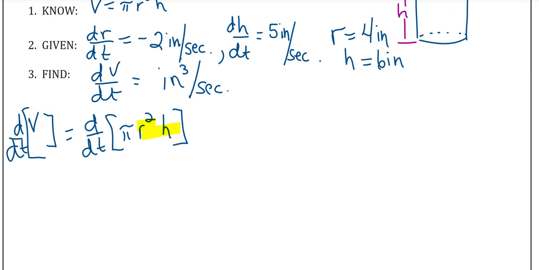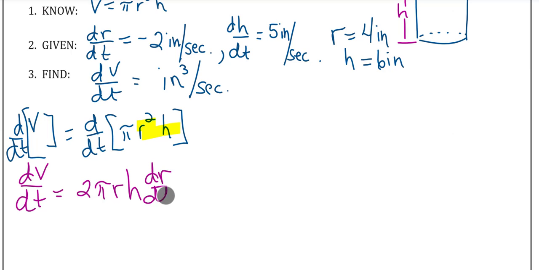So what we're going to have is dV/dt equals, and I'm just going to leave the pi, I could pull the pi out, but I'll leave it there. I'm going to take 2 pi r h times dr/dt. That's for taking the derivative of r with respect to t. And then plus, I'm going to keep my pi r squared, and then the derivative of h is going to be dh/dt.